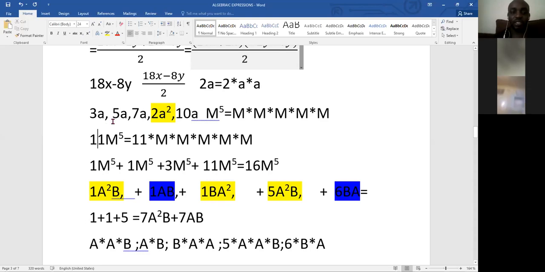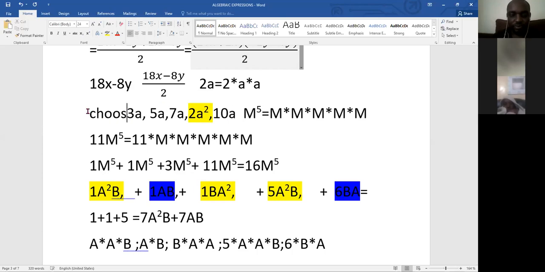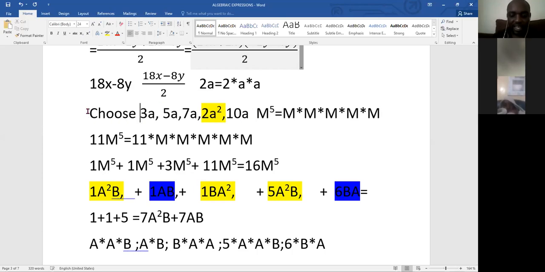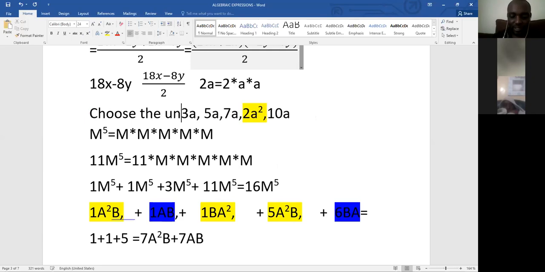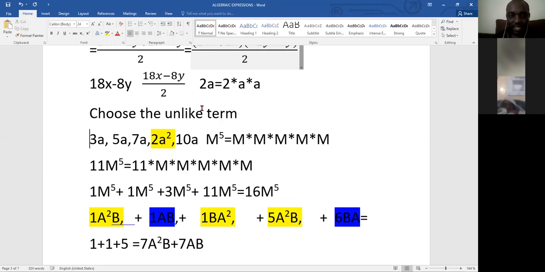So 3a, 5a, 7a, 2a squared, and 10a. Here we are going to do a very simple task: choose the unlike term. What is unlike? All the others are like terms, but one of them is not like the others. So it is the unlike term. You can see I've already highlighted this one in yellow. Let me first of all remove it.